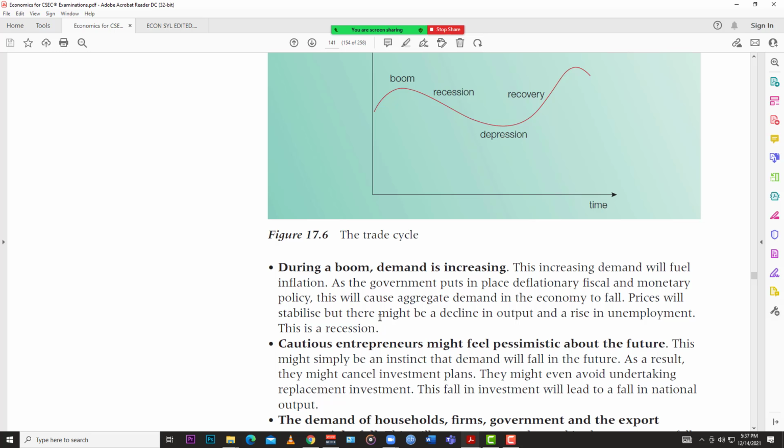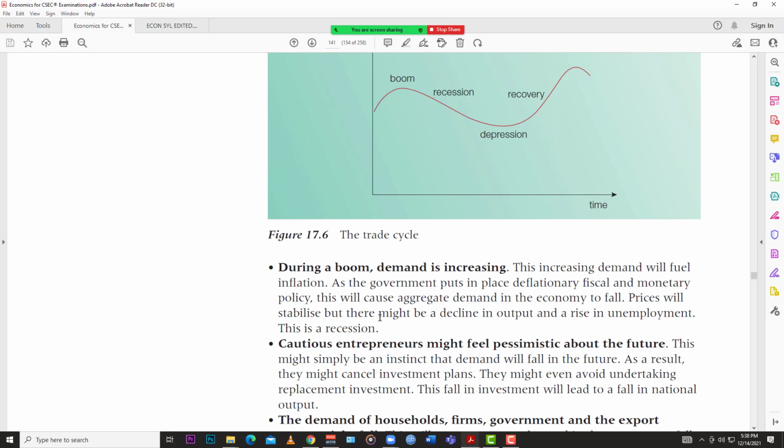And if they pull back on investment, that would mean that the output would not be as high as it should be. That would mean that they might not replace equipment that is needed, and so that might lead to a fall in employment. That might lead to a fall in output, and that would in turn lead to a fall in national output. So therefore, we would have a recession.